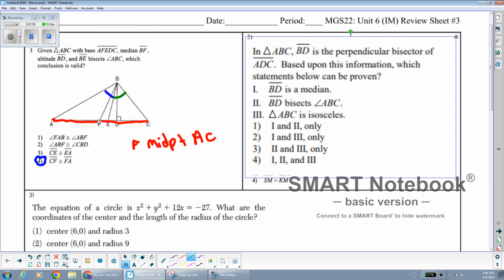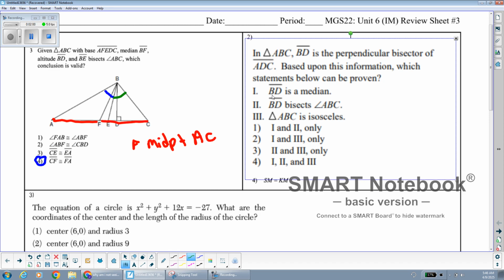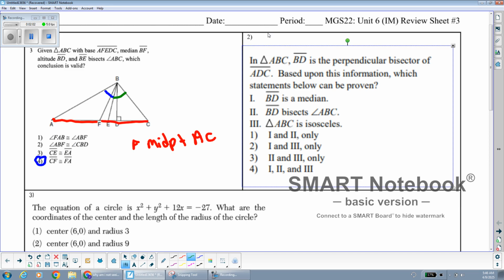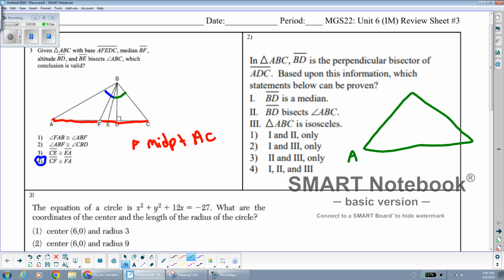Number two is changed because we already had the other question during class. So here is a new question for number two. So in triangle ABC, BD is the perpendicular bisector of AC. Bisector, perpendicular. Based upon this information, which of the following can be proven?